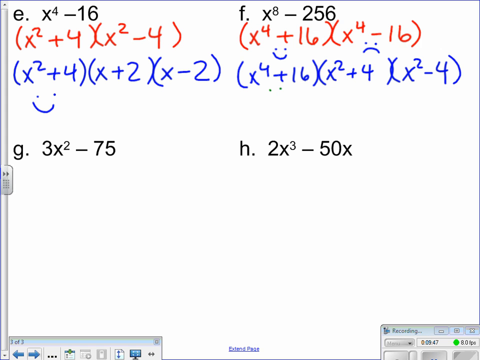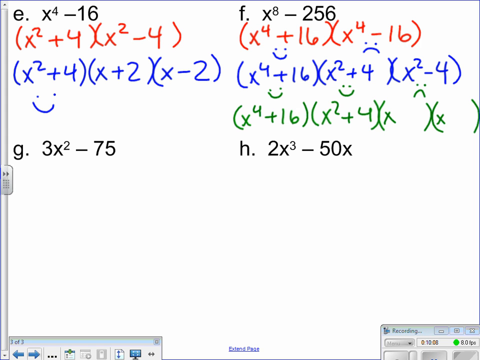Now, happy couple, unhappy couple. So the x to the 4th plus 16 and x squared plus 4, those are fine. But at the end I have an unhappy couple. X squared minus 4 is x and x. Minus 4 is a positive 2 and a negative 2. Now I can't go any further because I'm just down to a regular x. It's not x squared anymore. So that green is your final answer.